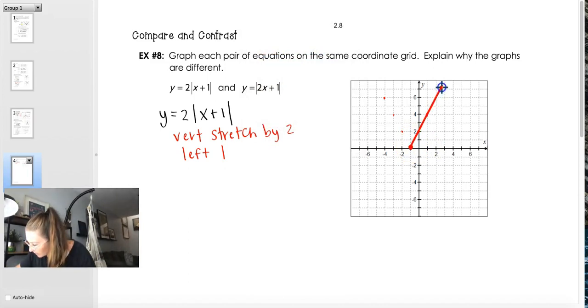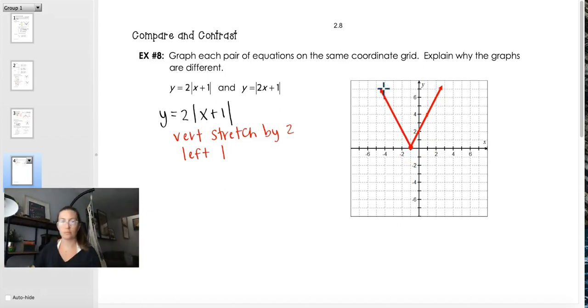So it's going to look like this. All right, so that's the first one, nothing new. That's what we've gone over this whole lesson. Next one though.